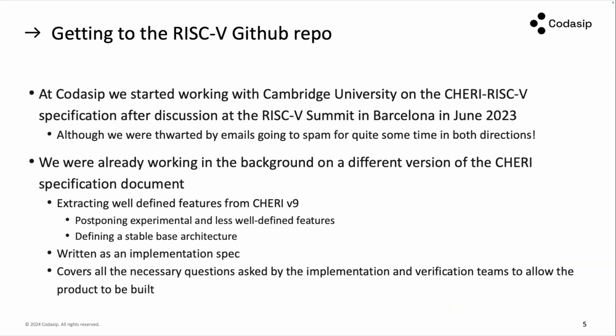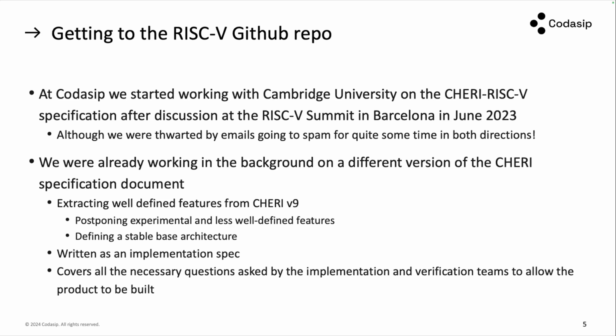So we started working with Cambridge University on the spec more or less since getting to know each other at the Barcelona RISC-V summit last summer. And actually, I think it's still the case. If I email Robert, the email goes to spam, and if you email me, the email still goes to spam. So for a while, it was quite difficult to get that going because emails were just disappearing. But we got there. Actually, through me having Alexandra's phone number was the way through that one, as Google were thwarting us in both directions.